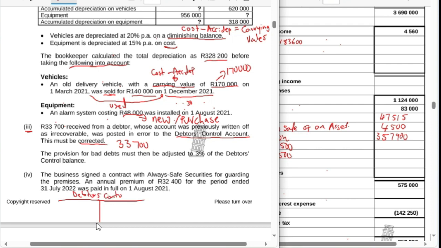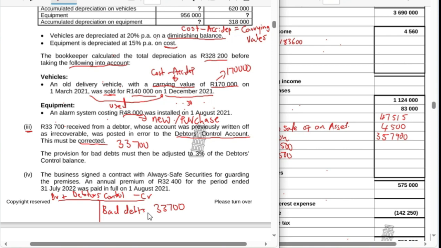debtors control. Debtors control, it's an asset, increase under the debit side, decrease under your what? Your credit side. So what happened in this case is that we have previously written off this debt as a bad debt. For how much? For 33,700. Just to find out that we have received that 33,700. So now we need to correct this error.